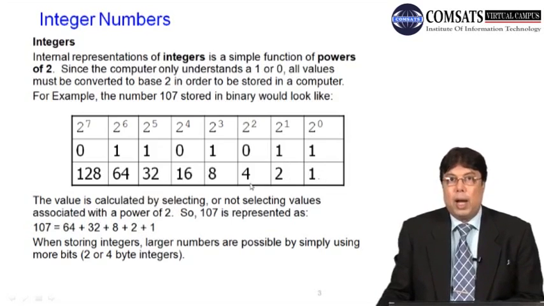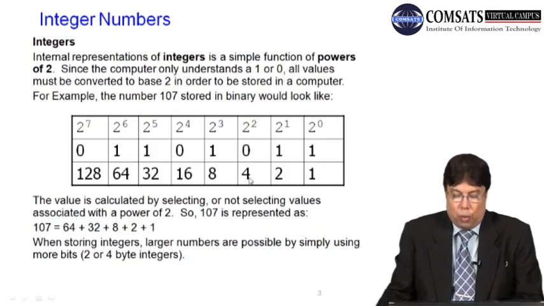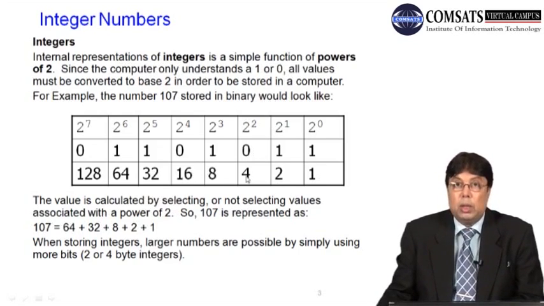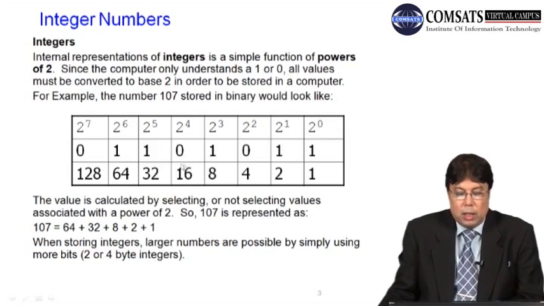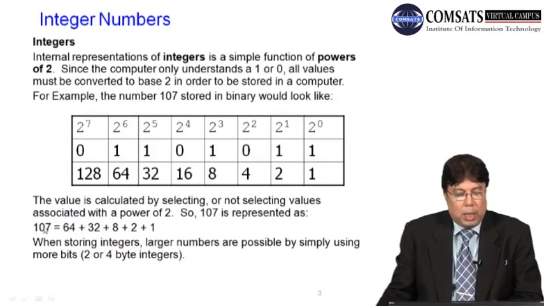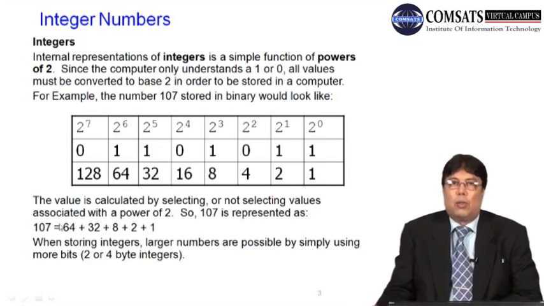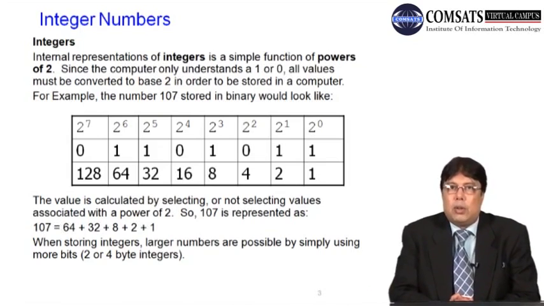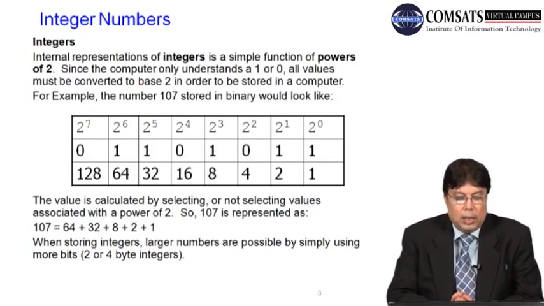This we will not pick. Why? Because the multiplication of this position with 0 means that there is no 4 present in this particular combination. Then 1 is 8, so we put up 8. 0 is not required, so 16 is not required because it is 0, and 1 is 32, 1 is 64, so when we add up, this number becomes 107.